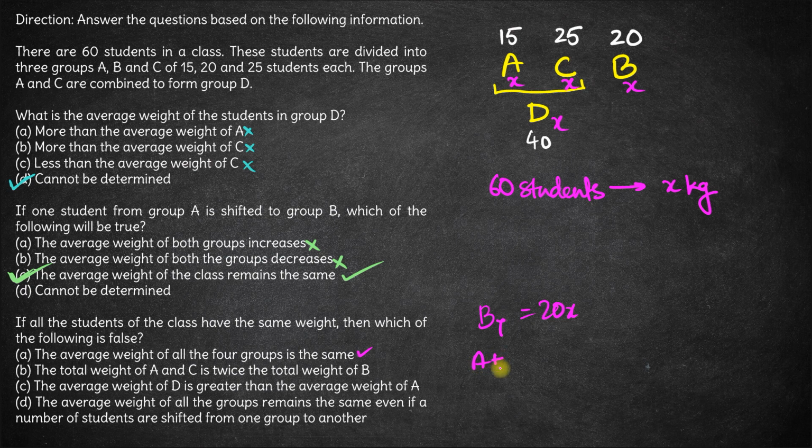Now for A and C together, the total weight of the students is going to be, there are a total of 40 students in A and C combined and the weight of each of these students is x. So the total weight will be 40 into x. So the total weight of A and C is twice that of the total weight of B. This is correct. Hence, this is correct.